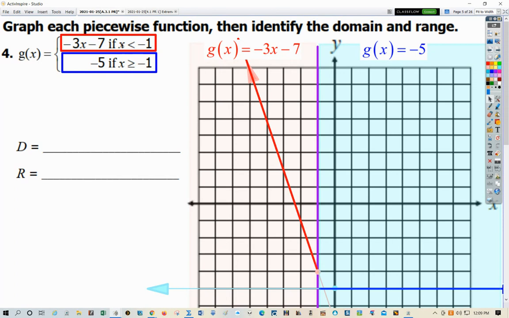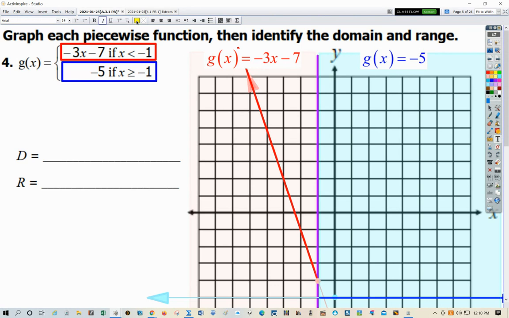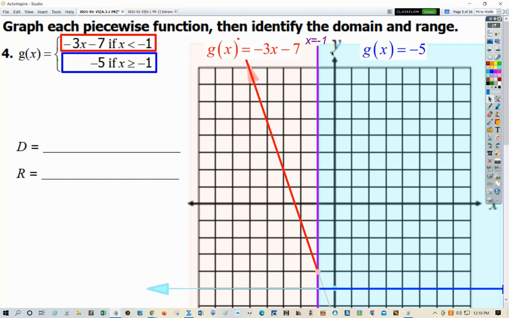The red one only gets graphed for the x values less than -1, so to the left of my boundary. Maybe this is the confusing part here too. Maybe the confusing part is, what do I mean by the boundary? Well, that's literally the line x equals -1. I'm just going to write this in here. That's that line right there, isn't it? That vertical line is just the line x equals -1. That's my boundary that separates the red from the blue pieces, right? To the left of that, we graph the red. To the right, we graph the blue.